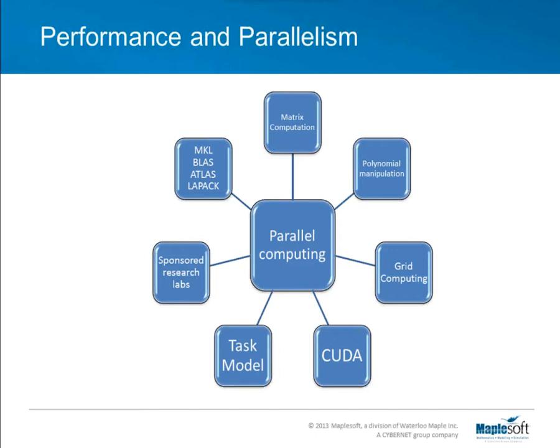So how have we serviced new multi-core CPUs? Well, we automatically parallelize many common commands such as matrix computation and polynomial manipulation. I'll speak about these in detail later. If you want to write your own parallel programs, we provide two parallel programming languages, the task model and the grid model. We also support CUDA technology. This allows you to offload math operations onto your graphics card. And we also sponsor research labs to write parallel programs for Maple as well.